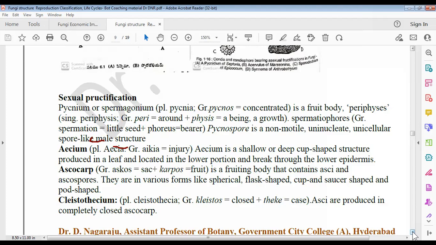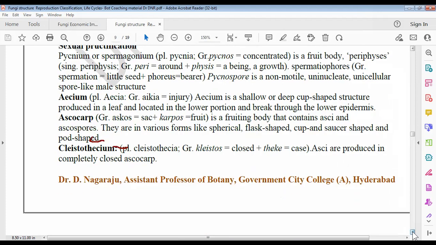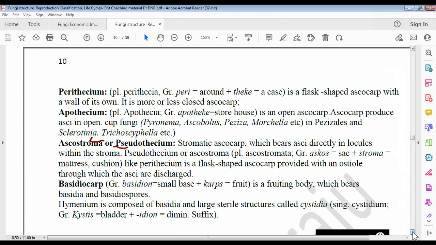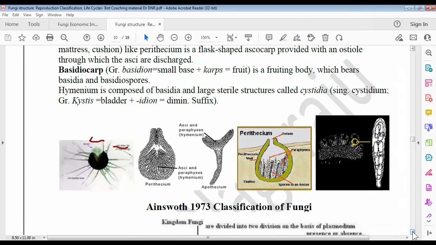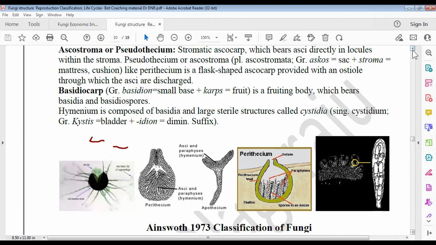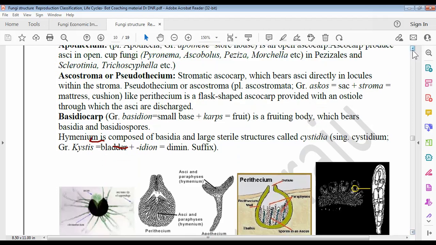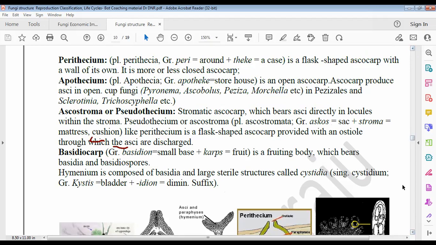The sexual fruiting bodies, I already told you: pycnidium, cleistothecium, hysterothecium, ascostroma. These are the types. You know the perithecium, apothecium. These are the types of fruiting bodies. You know where the perithecium is present, or the apothecium. Like that, they ask the question. Cleistothecium is present in Aspergillus and Penicillium. Cleistothecium, a closed fruiting body; perithecium, flask shape; apothecium, saucer shape, cup shape.